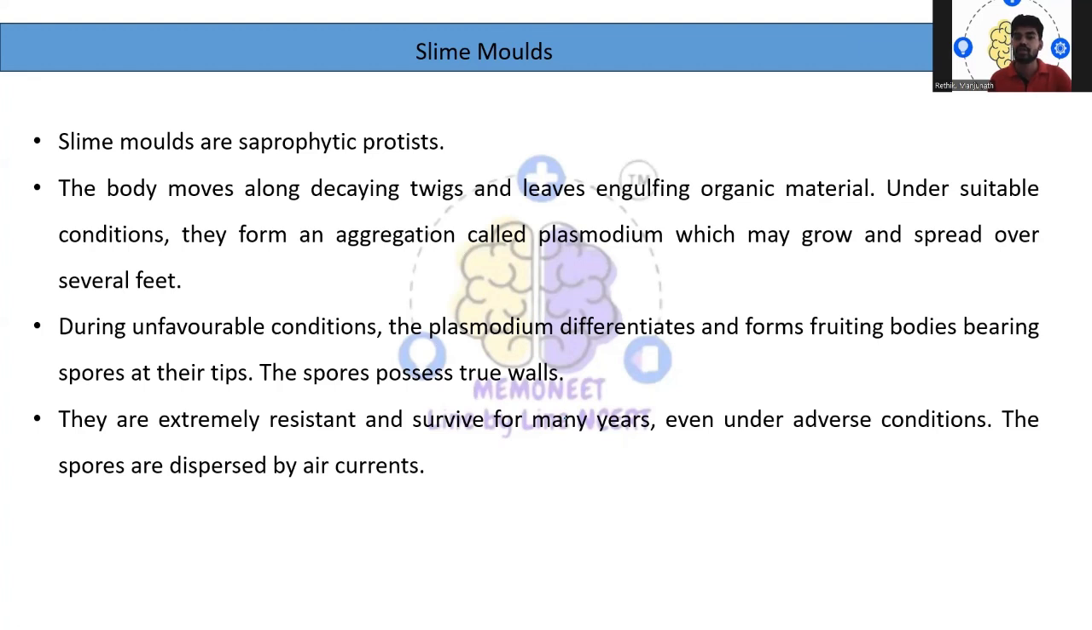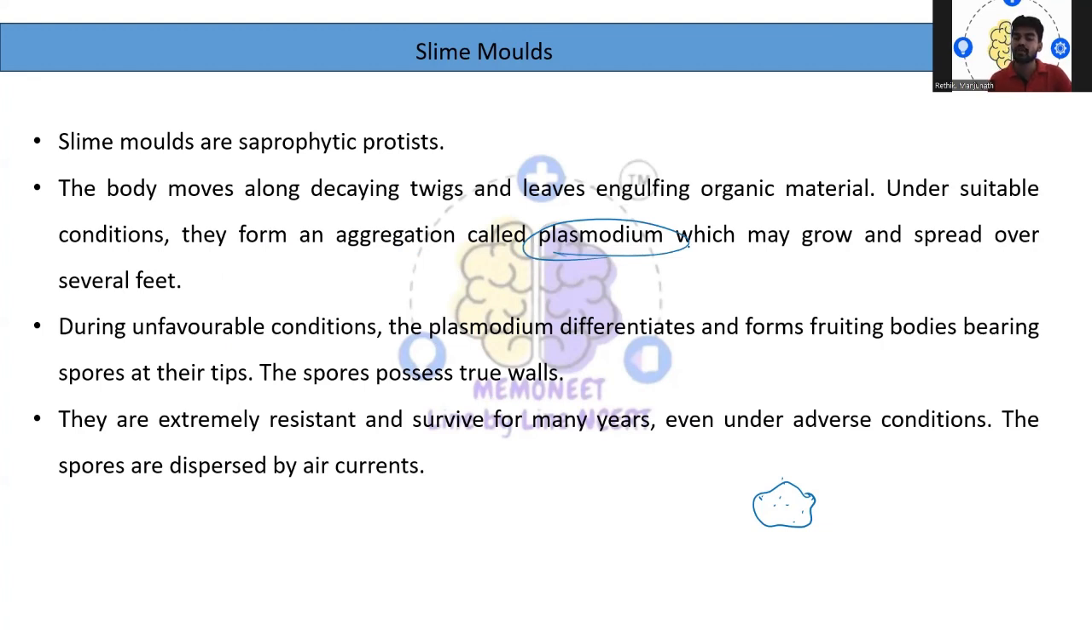Under suitable conditions, what happens? They form an aggregation. So if you see them as slime molds, under some condition they are going to aggregate towards each other. And this aggregation is actually called a plasmodium.